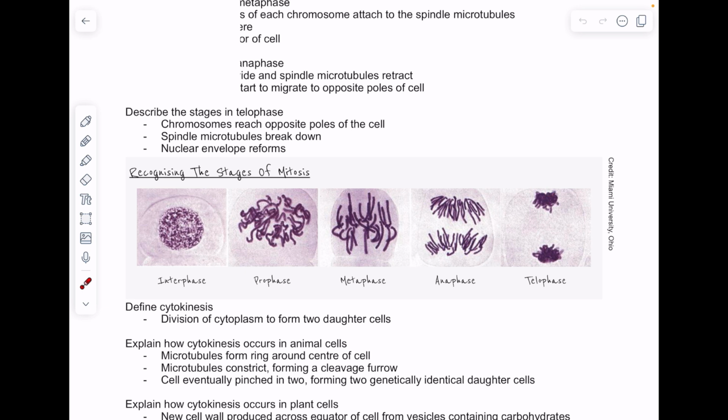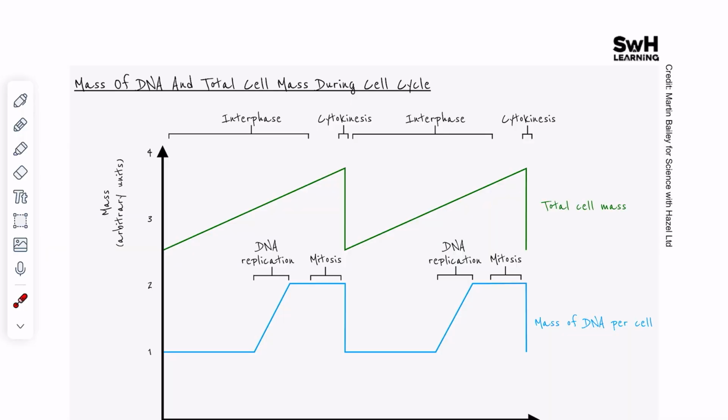And then lastly, telophase. We'd expect the next step of cytokinesis to occur. So that's when the membrane breaks down and we get 2 daughter cells. So they often like to use a graph like this in your exam questions. So I'm just going to show you what we can see.